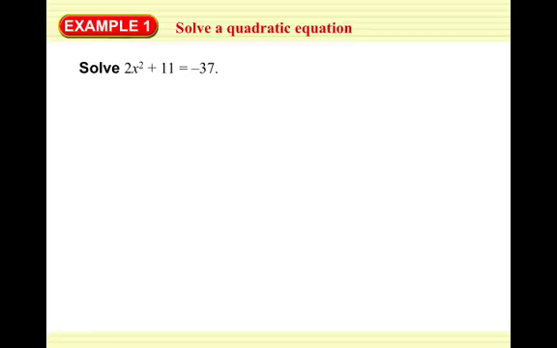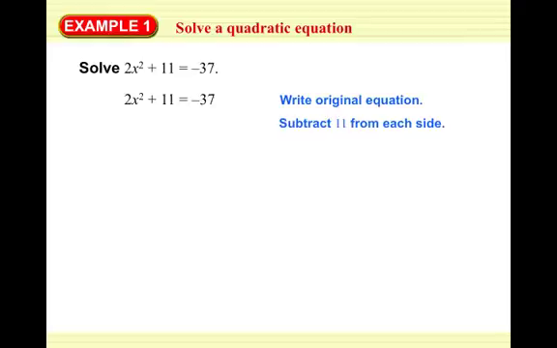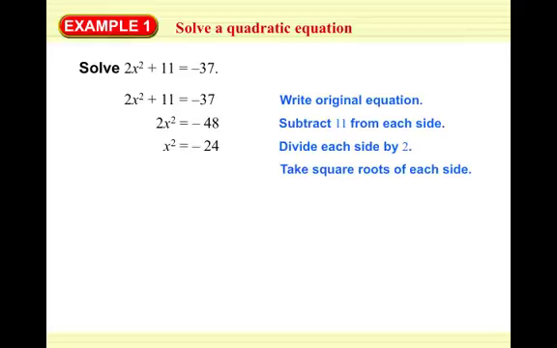All right, we're actually going to solve a quadratic equation where we use this. This is very similar to the last example we saw in our last section. We're going to subtract 11 from both sides, and we get 2x squared equals negative 48. We're going to divide both sides by 2, and we get x squared equals negative 24. Now we're going to take the square root of both sides, taking care to put plus or minus on the side that has just the numbers.